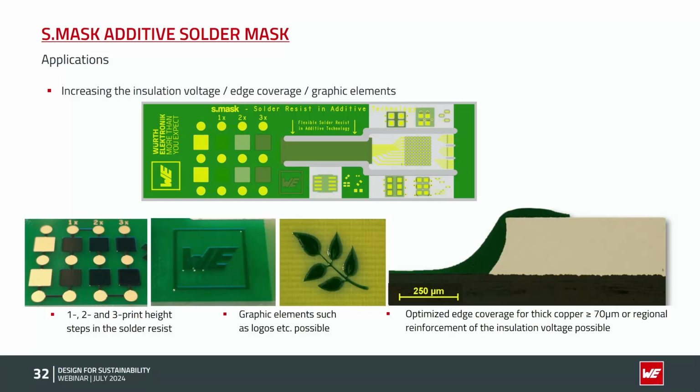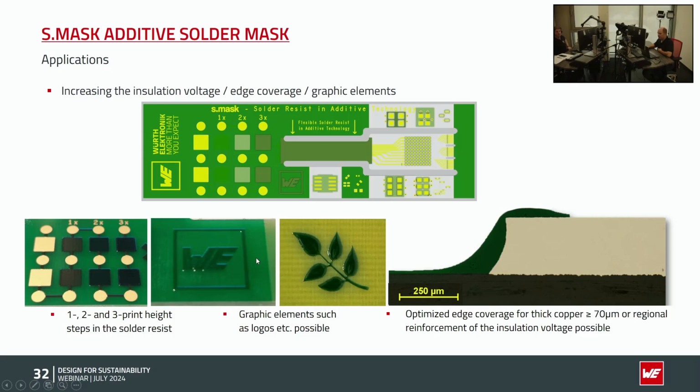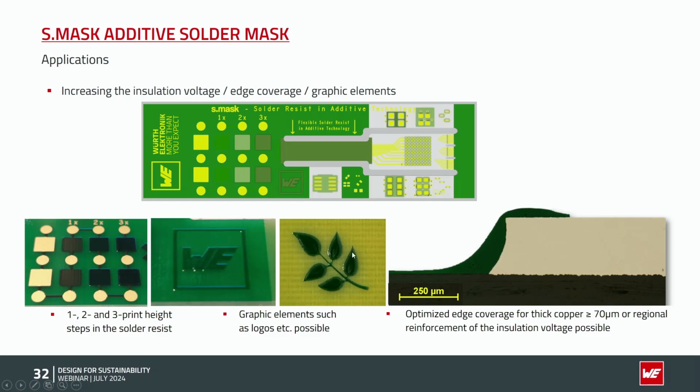If you are used to our webinars and our homepage, we work a lot with practical samples where we can show you this technology. Also for the S-mask, we have a sample where we have areas, for example, where we printed once, twice, or three times to create different solder mask steps. You can print graphical elements like logos or 3D structures. Unfortunately, in the picture it's a little bit lost, but even the leaves of this tree are in a 3D shape.